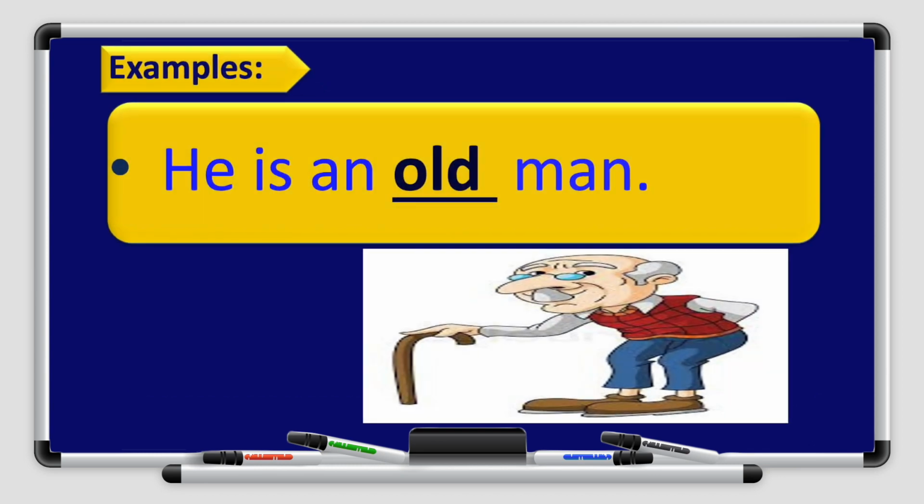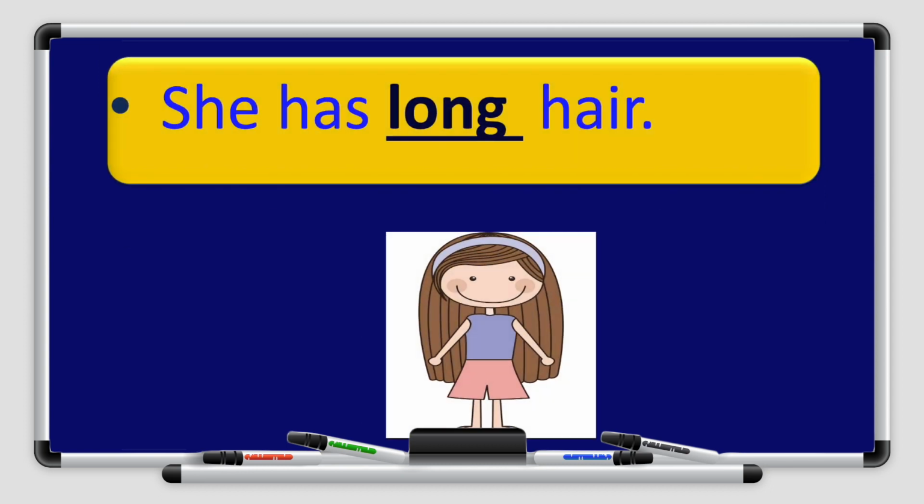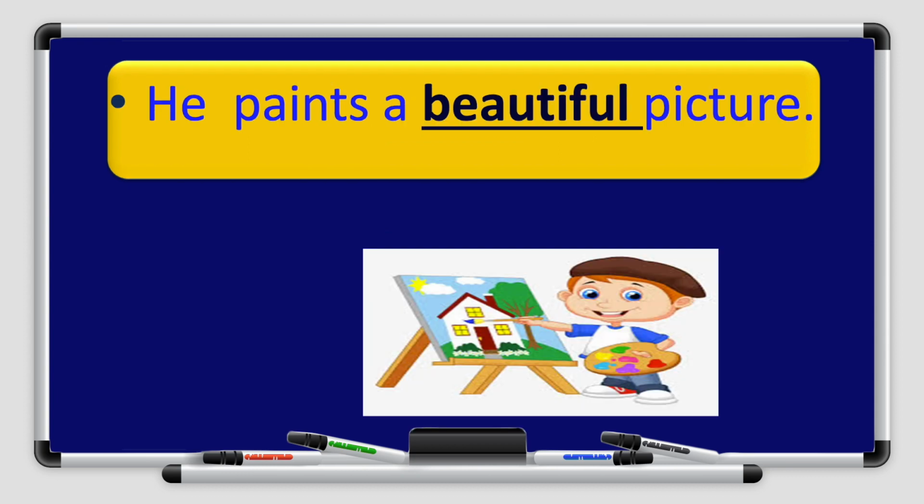Let's have a look at more examples. He is an old man. Look at the picture. Old is an adjective. She has long hair. Long is an adjective, and I'm using it in this example to describe the girl's hair. He paints a beautiful picture. Here I'm using the adjective beautiful to describe the picture.